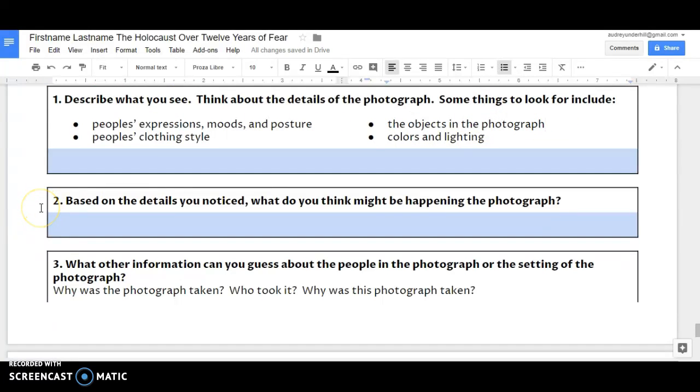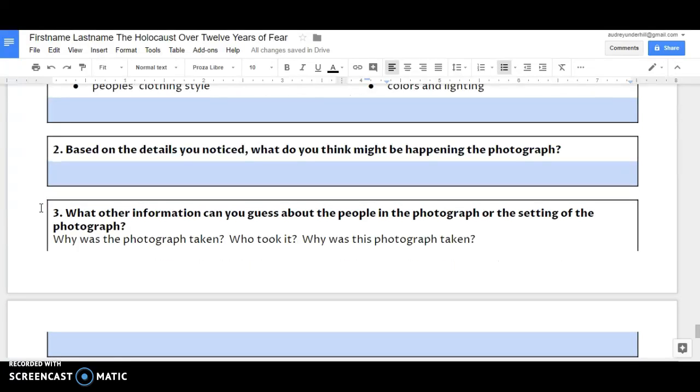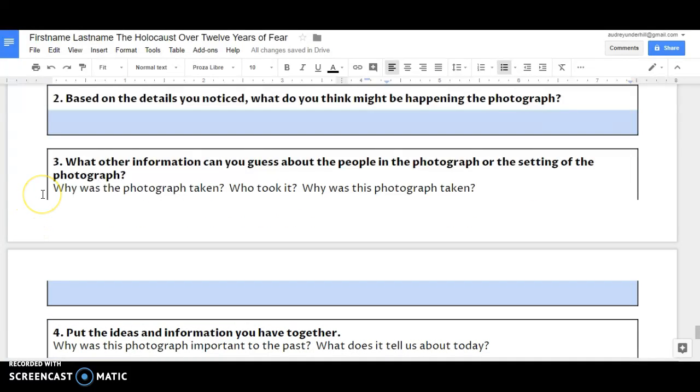Two, based on the details you notice, what do you think might be happening in the photograph? Three, what other information can you guess about the people in the photograph or the setting of the photograph? So ask yourself, why was the photograph taken? Who took it? Why was this photograph taken?